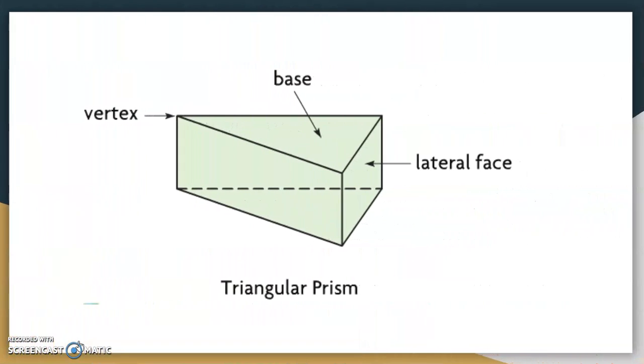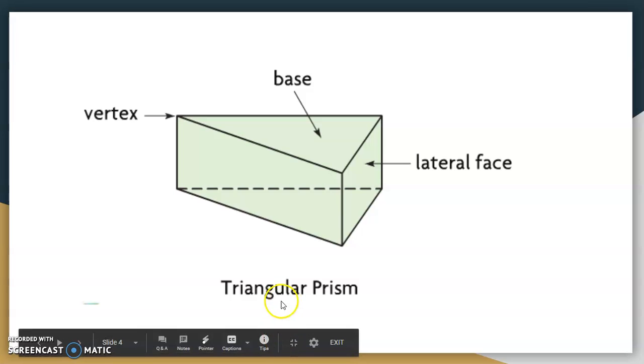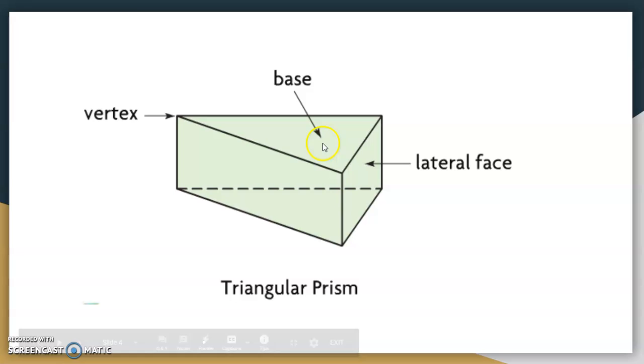Alright, so here is a solid figure. This is what we call a triangular prism. It's called a triangular prism because if you look at the bases, there are two bases and they're both triangles. And then these three sides going around it are what we call the lateral faces, and each point is a vertex. So a triangular prism has 6 vertices, 2 bases, and 3 lateral faces.